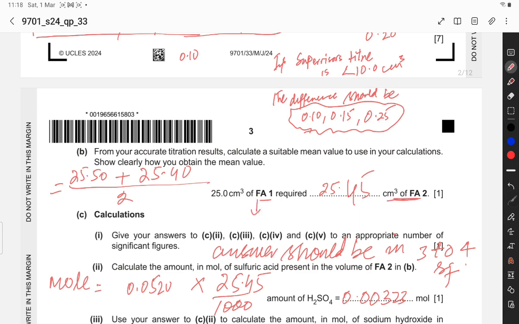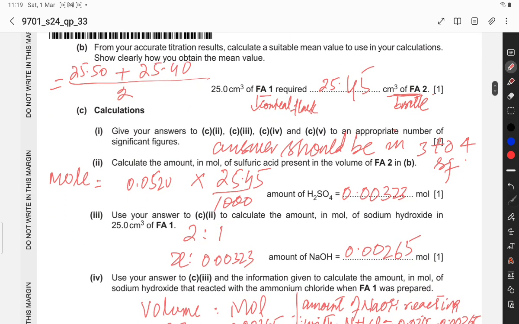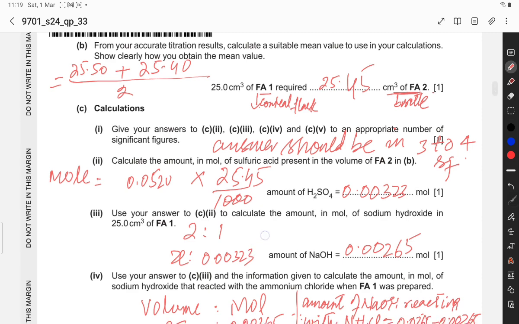Fa1 you know that we have taken in the conical flask, and Fa2 is in the burette, so keep it in mind. So the reading is 25.45. Calculations: give your answers to C2, C3, C4 and C5 to an appropriate number of significant figures. Answer should be in 3 to 4 significant figures.